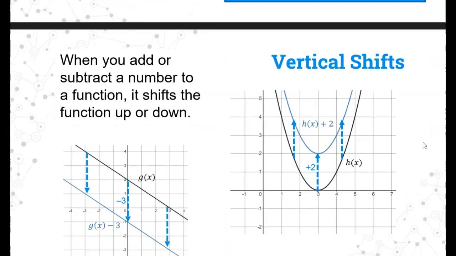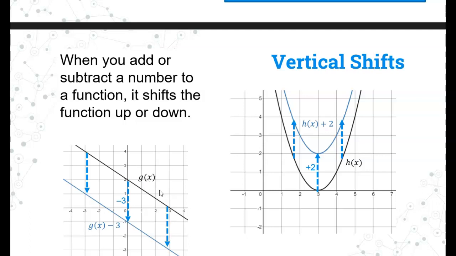So we can actually generalize this to functions, all kinds of functions. When you add or subtract a number to the function, it shifts it up or down respectively. If you add a number, like over here, if we add 2, we have h of x and we added 2 to it, now each point on the function is going to be shifted up 2. This one goes up 2, this point would go up 2 here, all the points would be shifted up 2. The whole graph would move up 2 units.